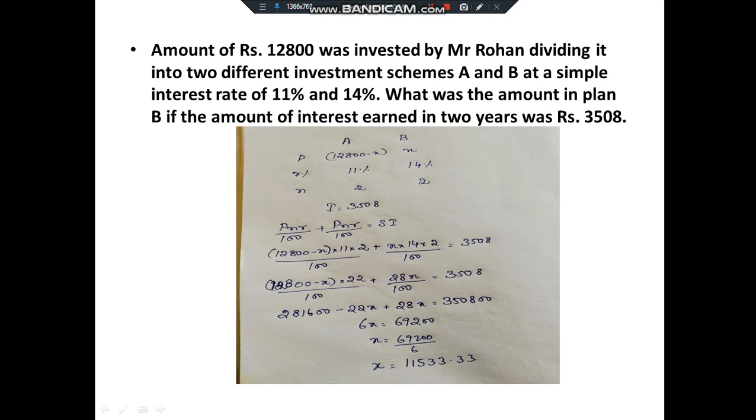Okay, see, principal, since they asked for plan B, we'll consider the principal of plan B to be X and the other to be 12,800 minus X. Yes. Then rate of interest 11% and 14%, and the number of years they have given as 2 years, at the end of 2 years. Okay, so 2 and 2. Total interest also they have given as 3508. So simply PNR by 100 plus PNR by 100 is equal to total interest 3508. So substitute the values. Just on substituting, you get the final value as X is equal to 11,533.33. Okay, I hope you understood. See the next question, guys.